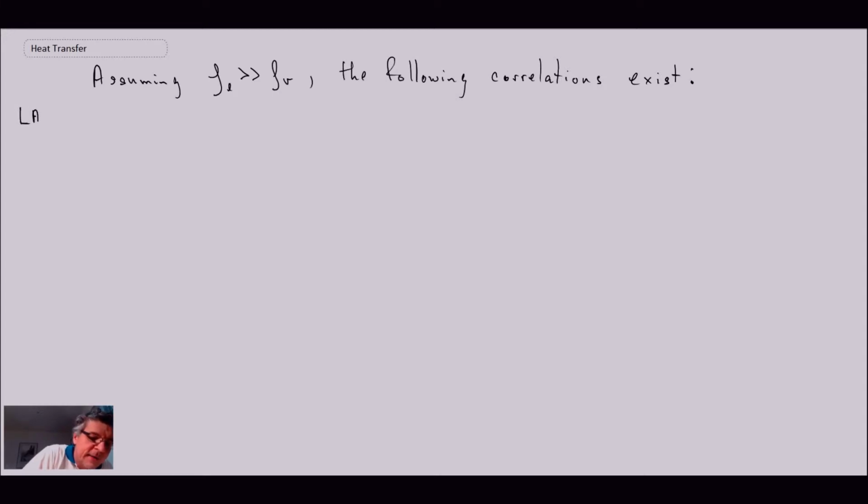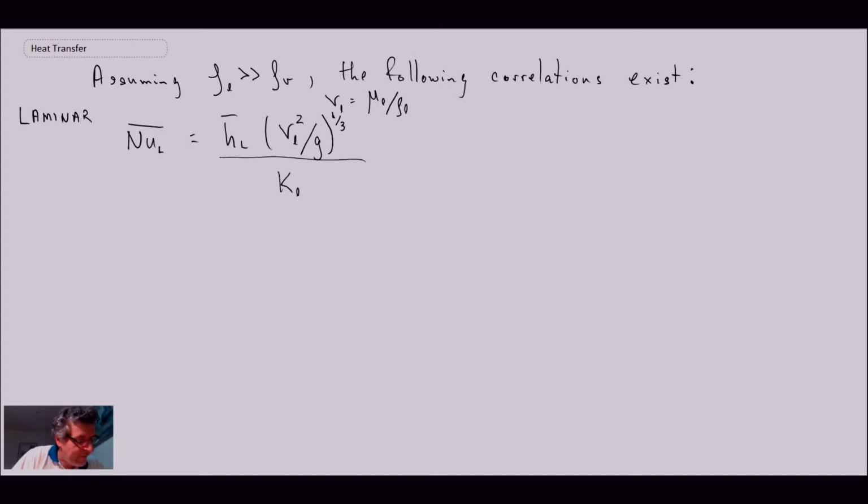We're going to begin with laminar. This one needs to be consistent with the one that Nusselt came up with analytically, but it will be defined in terms of a Nusselt number. There is our average convective heat transfer coefficient. Now the length scale here uses the kinematic viscosity, which is mu L divided by rho L. We're going to make that substitution: kinematic viscosity squared divided by g raised to the power 1/3. Then we divide by the thermal conductivity of the liquid.